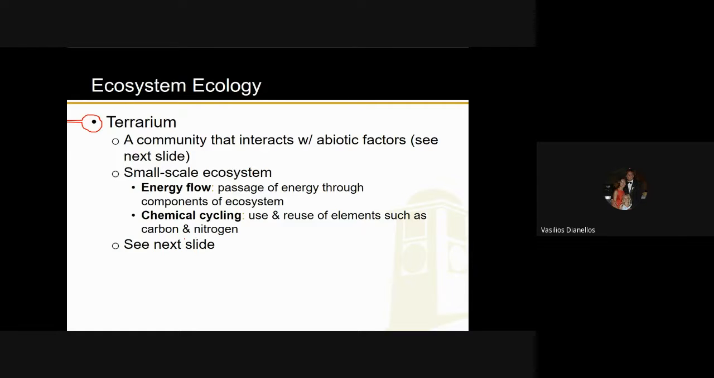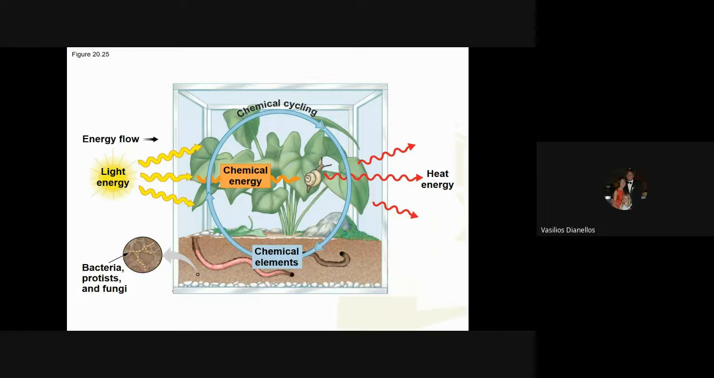It's basically like an ecosystem that's sealed off. It's like a little man-made ecosystem. Here's a picture of one, or a drawing of one. So there it is, a terrarium. It's like an aquarium, but instead of being in the water, it's got land stuff, right? So you've got soil, you've got plants, you've got some air. Basically, again, it's like a little self-contained ecosystem.